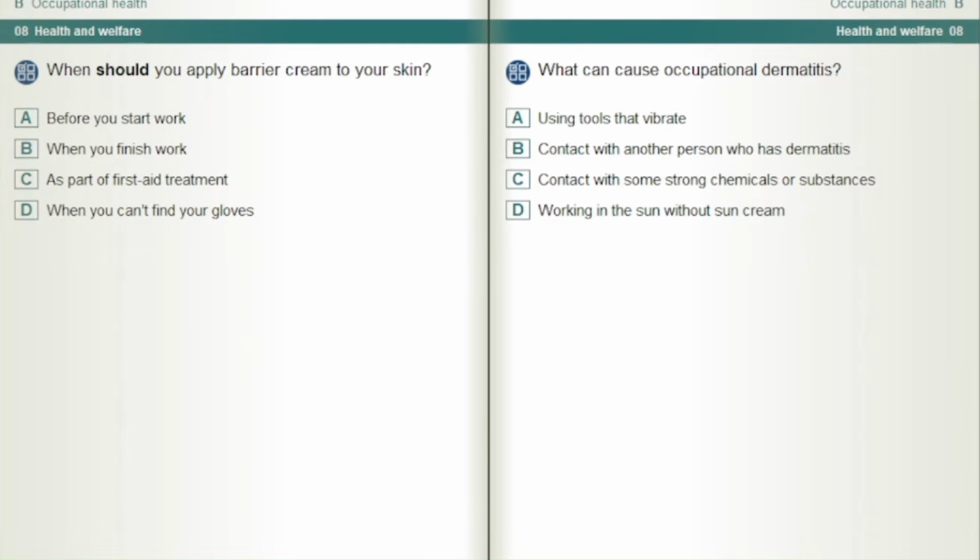What can cause occupational dermatitis? Using tools that vibrate. Contact with another person who has dermatitis. Contact with some strong chemicals or substances. Working in the sun without sun cream.